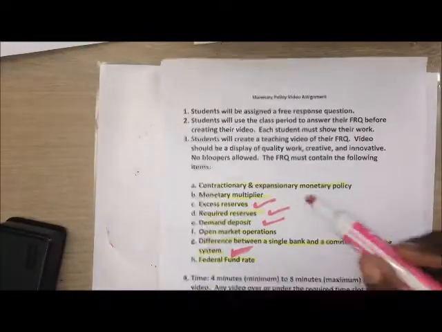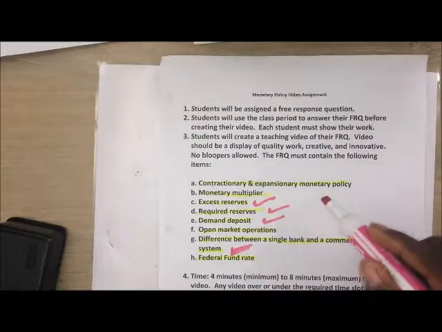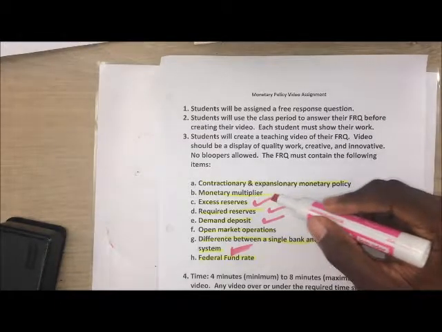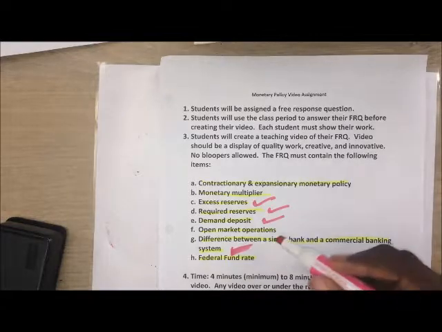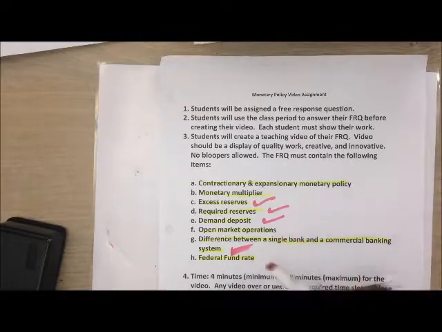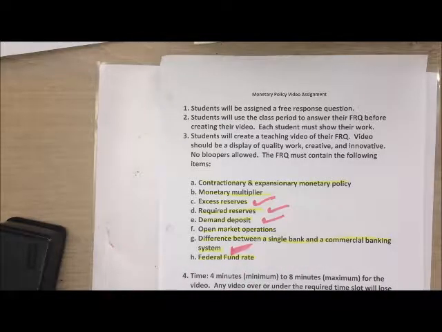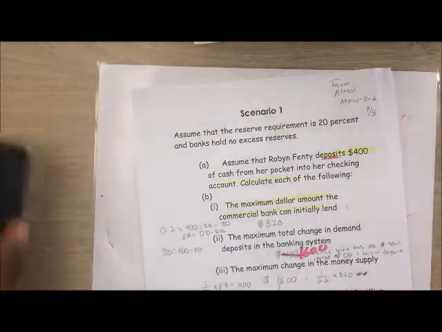We're going to discuss contractionary and expansionary monetary policy, monetary multiplier, excess reserve, required reserve, demand deposit, open market operations, the difference between a single bank and a commercial bank, and the federal fund rate. All right, now let's look at our first scenario.